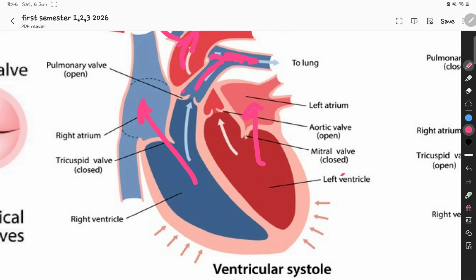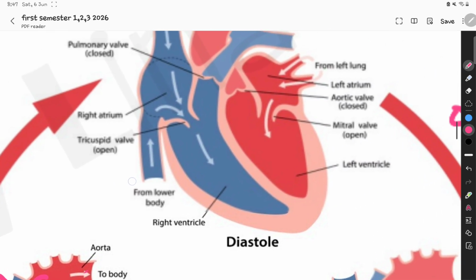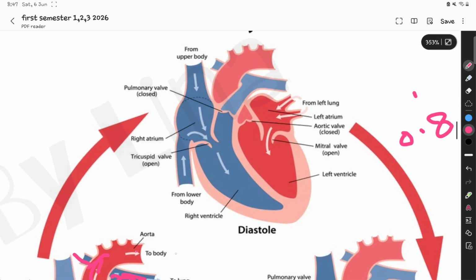So in the second phase, the SL valves will open and the blood goes to all parts of your body. What about the third phase? This one lasts 0.3 of a second. The third phase is named diastole. Diastole means the relaxation of your heart.